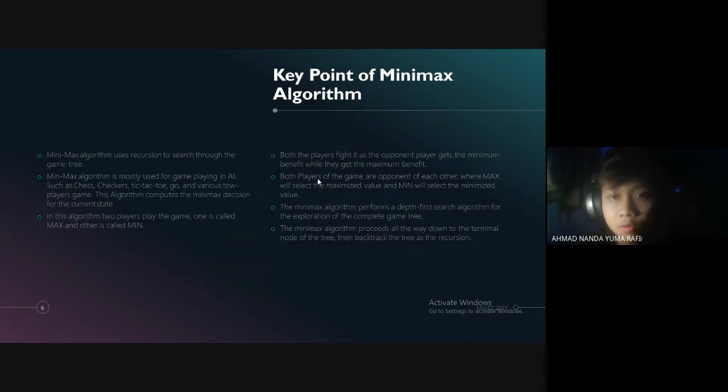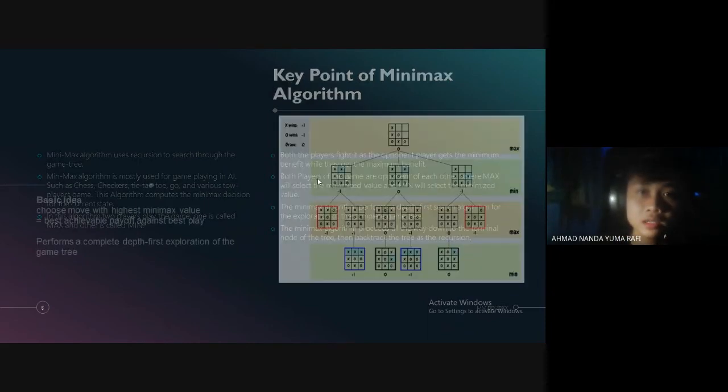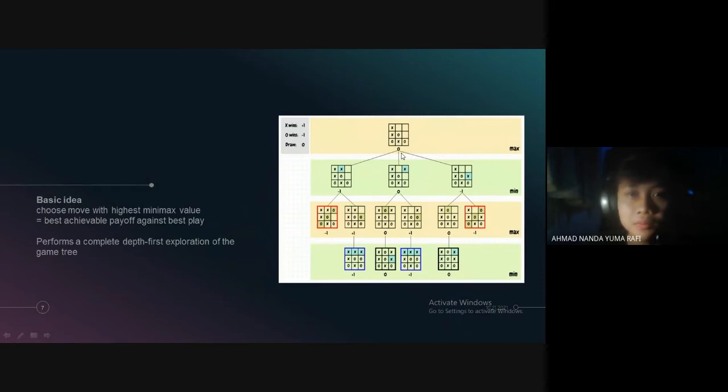Both players of the game are opponents of each other, where max will select the maximized value and min will select the minimized value. As their names say, max will select the maximum and min will select the minimum value. The minimax algorithm performs a depth-first search for the exploration of the complete game tree. And the minimax algorithm proceeds all the way down to the terminal node of the tree, then backtracks up the tree as the recursion. Like this. This is the example of the minimax algorithm.